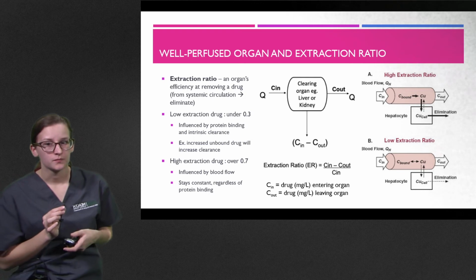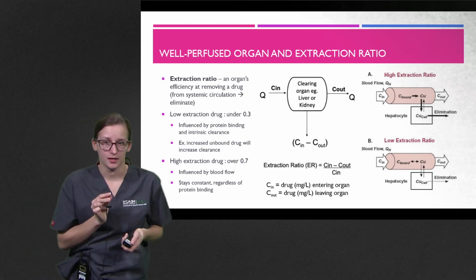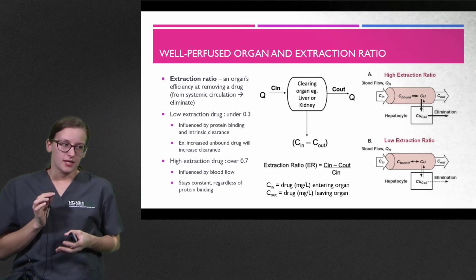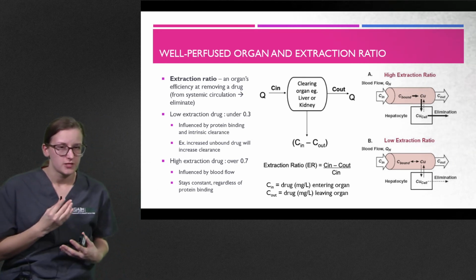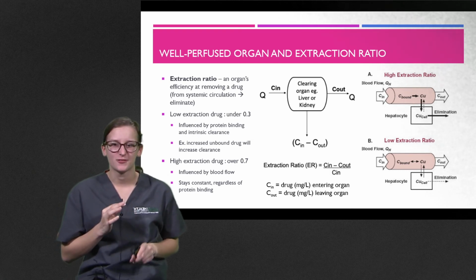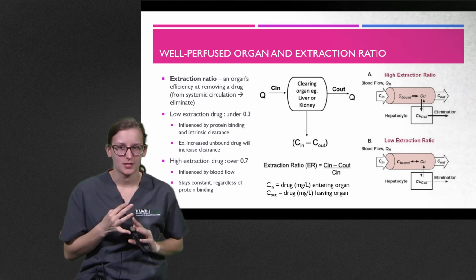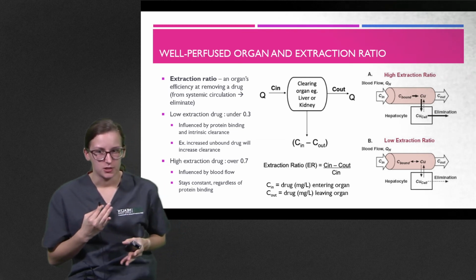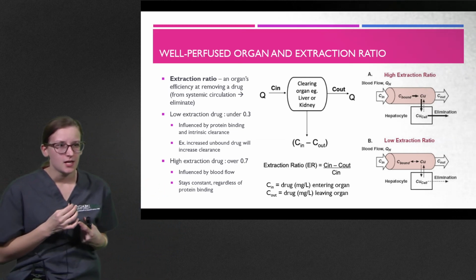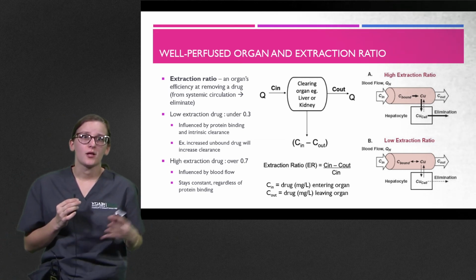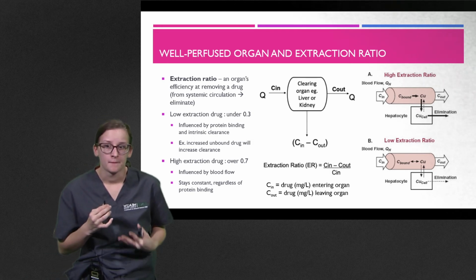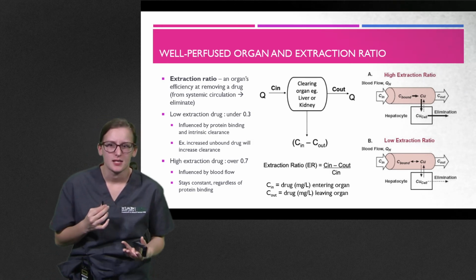All right, so if you're a well-perfused organ, then you might eliminate drug better or more efficiently than a less perfused organ. Here are a bunch of graphs that I'm hoping will help me explain extraction ratio to you. Extraction ratio is an organ's efficiency at removing a drug. So if a drug passes the liver, how well can that liver take up that drug, metabolize it, and get rid of it? Or the kidneys, how well can kidneys get rid of drug?